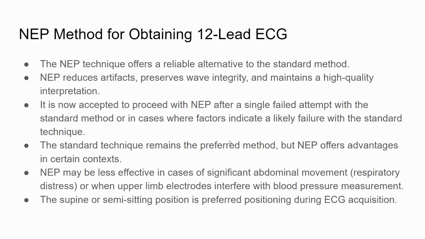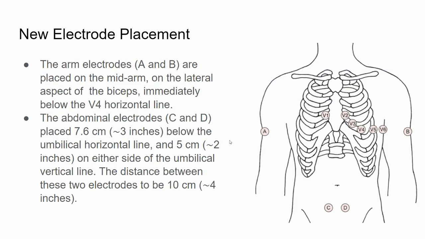So that is your first failed attempt, then you go directly to this new electrode placement method. Okay, so the standard technique is still the preferred method, but you can use NEP, which offers other advantages. The reason why we don't use NEP as the first or standard approach is that it's said to be less effective in cases where there's significant abdominal movement. For example, if a patient's in severe respiratory distress, and also you'll see where the upper limb electrodes are placed, it can interfere with blood pressure measuring. When we're doing a 12 lead, if you notice in the first video, the patient should be in the supine or semi-sitting position. That's where you'll get the least amount of artifact.